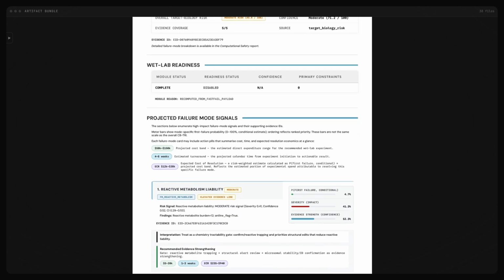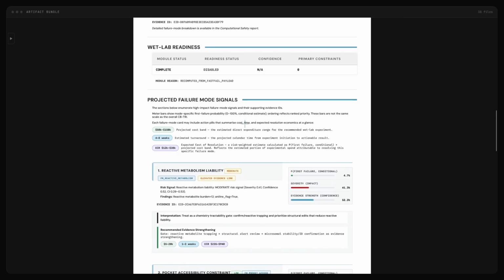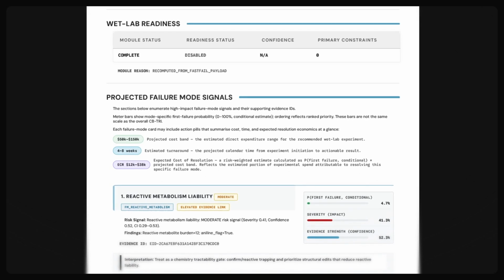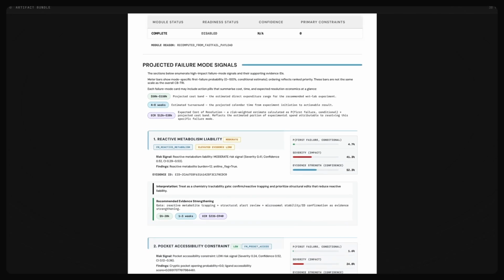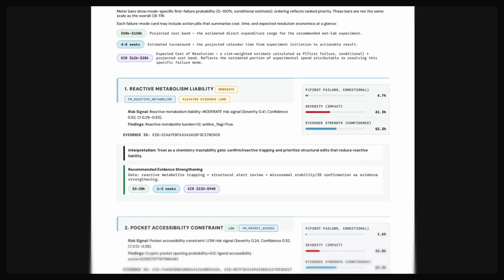At Glassbox Bio, we understand the importance of surfacing risk and failure modes before making decisions, so that capital can be deployed effectively and efficiently. That's why we created the Projected Failure Mode Signals Analysis. It ranks failure modes by conditional first failure probability, where the program is most likely to break first under current evidence. Each card includes cost bands, time estimates, and expected cost of resolution, so you can compare interventions and sequence experiments by information value per dollar.